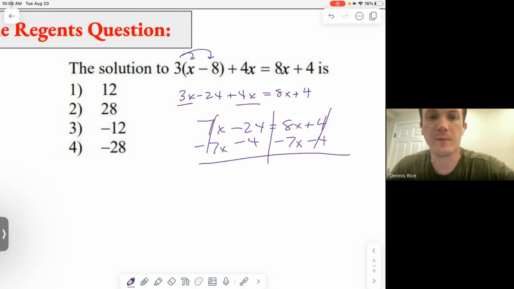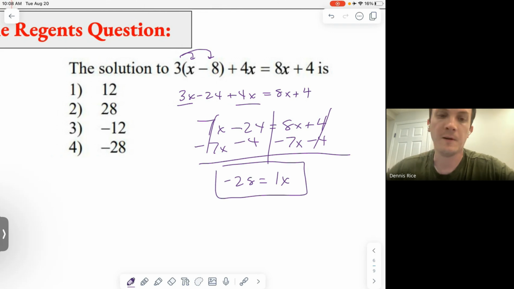Okay, negative 24 minus 4 is going to be negative 28, and 8 minus 7 is just going to be 1x. So this is actually already solved for. Because it is 1x or just x, it's done. There's no further solving needed. I don't have to divide. So the answer was correctly choice 4. Very nice.